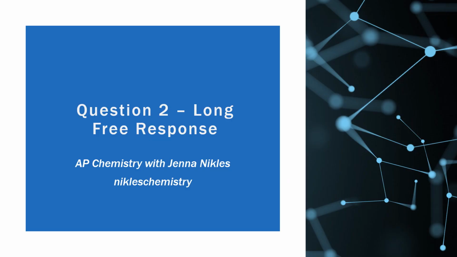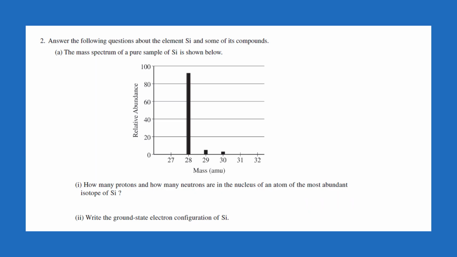Now on to question 2. This is also a long free response question. Remember, all of the long free response questions are 10 points each. So now we have silicon, and they give us the mass spectrum of a pure sample of silicon. How many protons and how many neutrons are in the nucleus of an atom of the most abundant isotope of silicon? All right, so the most abundant, we need to use a graph, so it's 28.